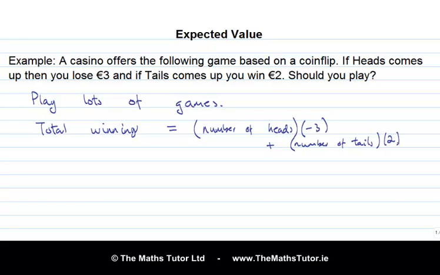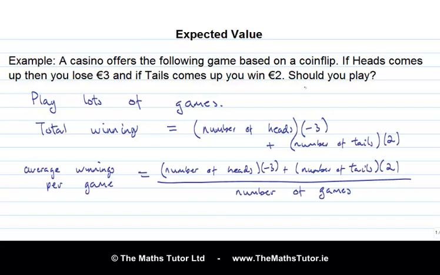And now if we want to work out the average winnings per game, we just take this and divide by the total number of games. So we get that the average winnings per game will be this expression here. It's the number of heads times minus 3 plus the number of tails times 2, all divided by the total number of games. The thing on top here is our total winnings, and then to get the average winnings we just divide by the number of games.